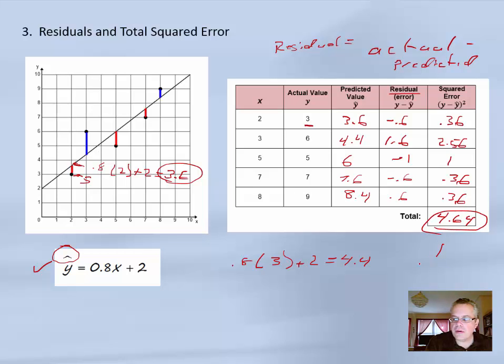All right, that's what's called the total squared error. I'm going to call it TSE. That's how we evaluate how good a line is. It's the squares of the residuals. So you find each residual, square it, and add those up. That's a measure of how good the line is.